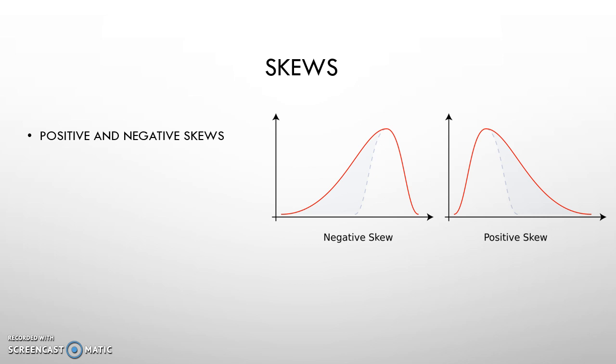Negatively skewed, therefore, just means that the longer part of the tail of the curve points towards the lower end, or the negative end of the scale, and the scores are much more bunched to the right of the center.